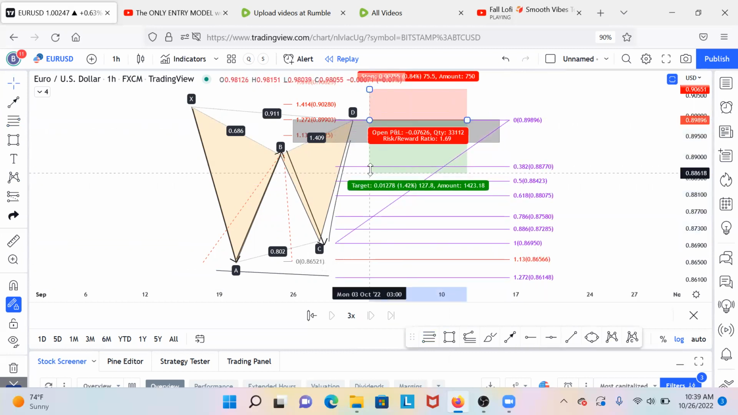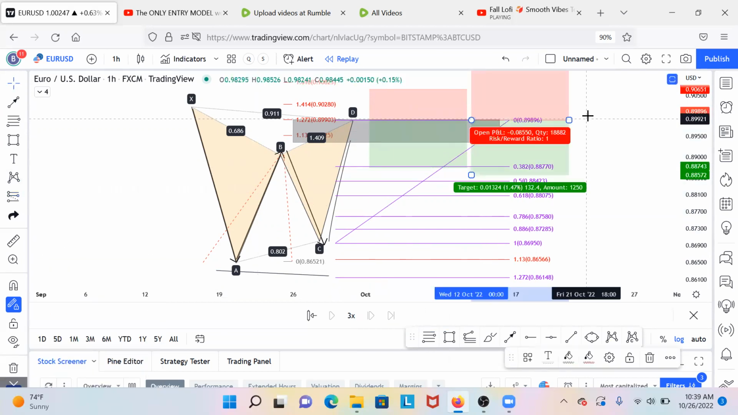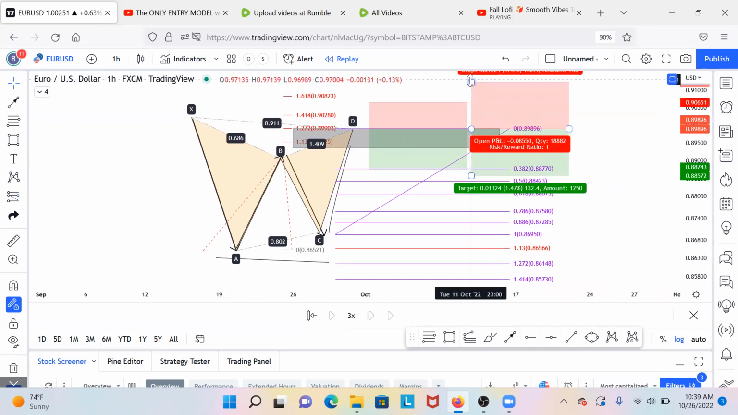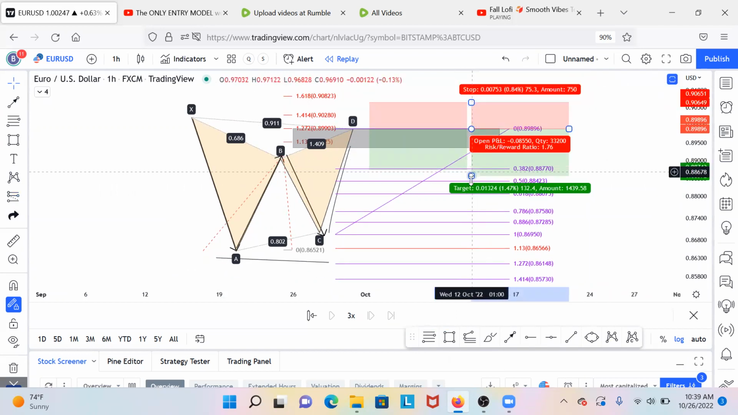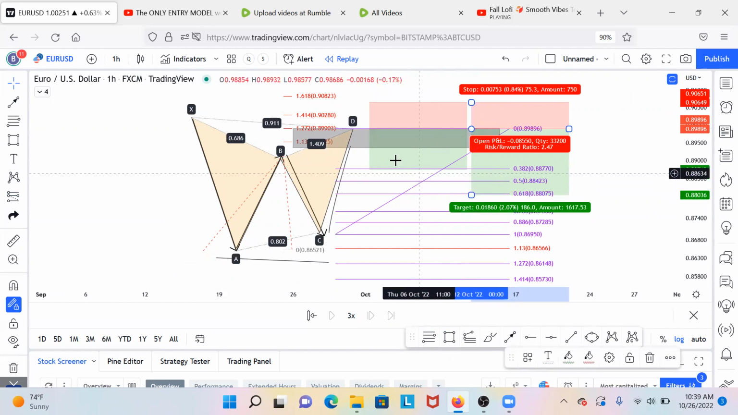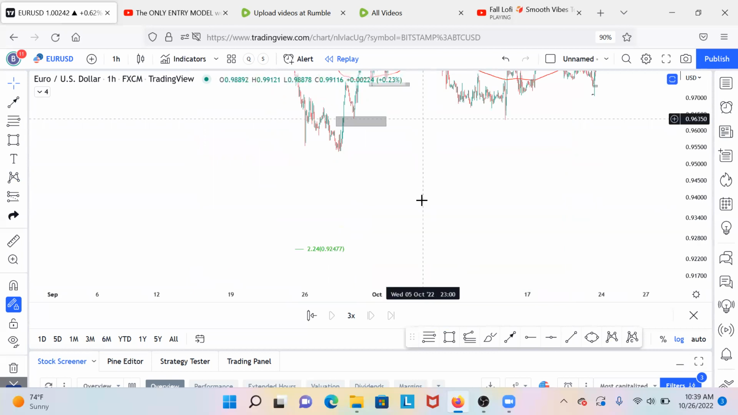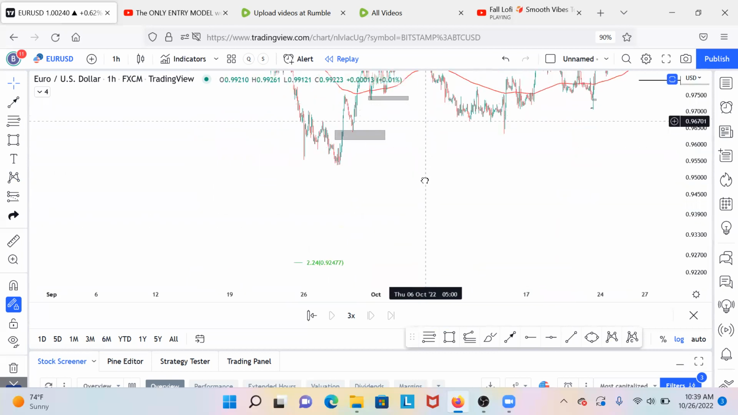I will look for target 1 at this 38.2 area right here, and then my target 2 will be here at this 61.8 area right here. So these are the opportunities that I'm looking at on Euro USD right now, to see if the market will turn over and give us our target points that we're looking for. So I'm going to go ahead and go to the live chart real quick and break this down in more depth for you guys.